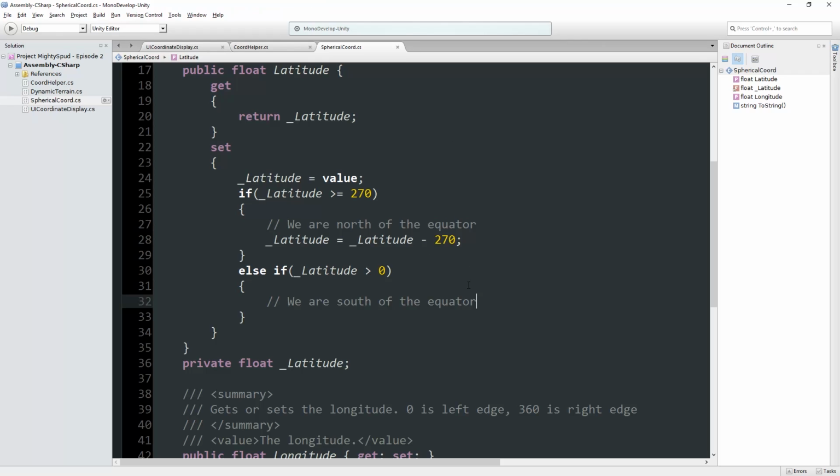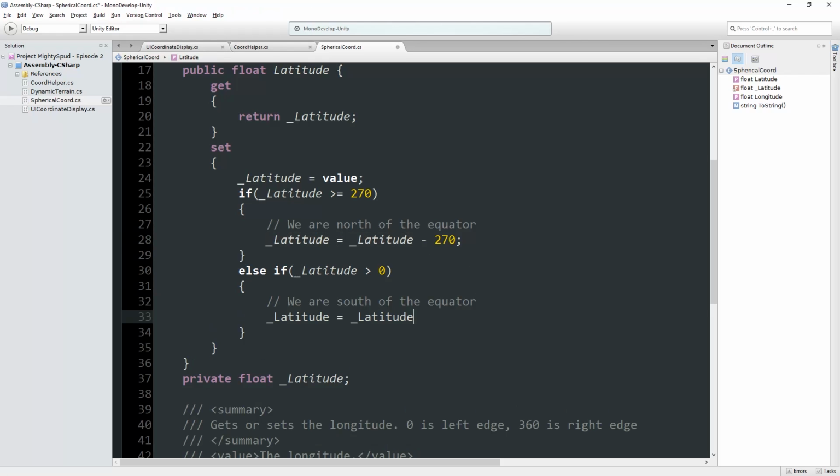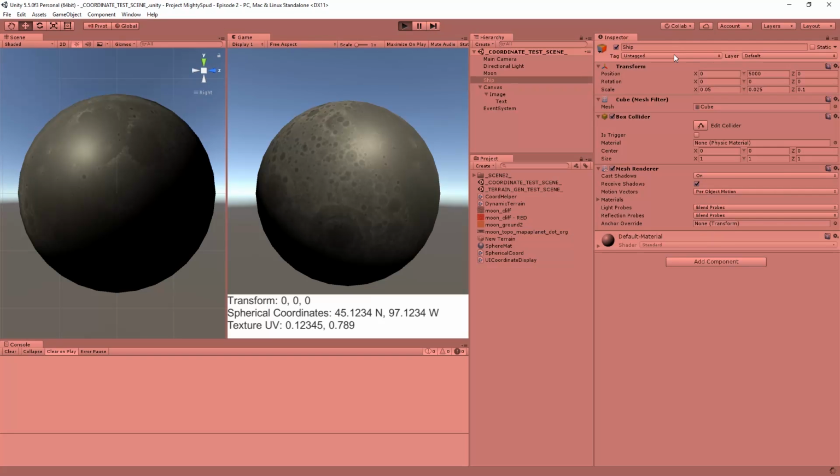So we actually just want to add 90. Greater than or equal to 0. There we go. So now we're at the North Pole. We have a latitude of 0. If we go to the South Pole, we have 180. If we go to the equator, which we can do by making this 0, we are at 90.